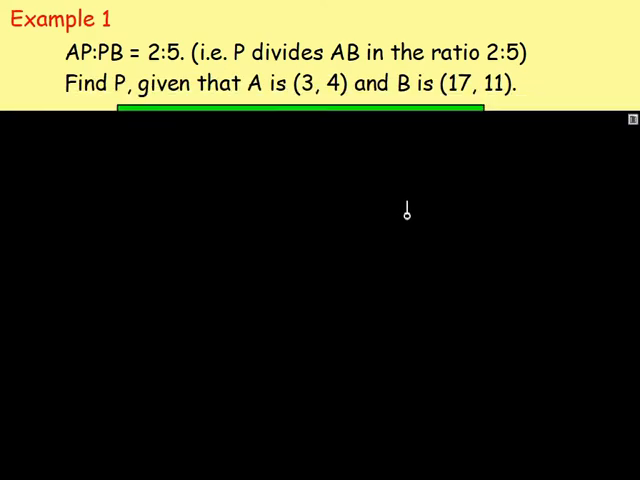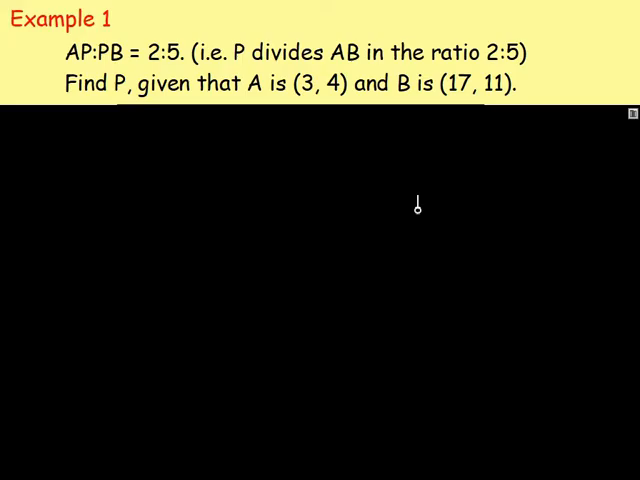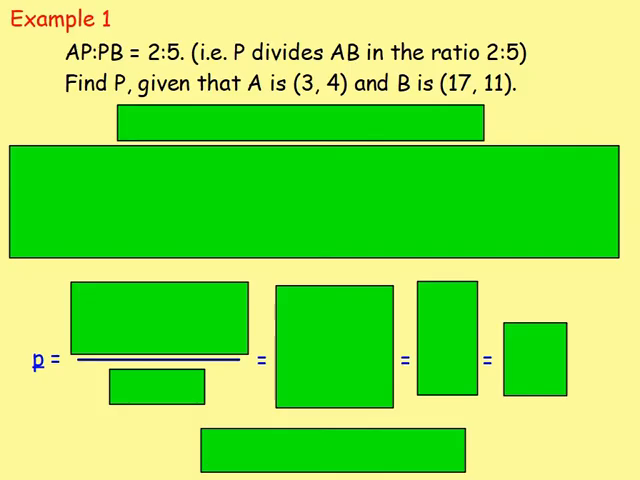Example 1. AP to PB equals 2 to 5, i.e., what that really means is that P divides AB in the ratio 2 to 5. Find P given that A is (3, 4) and B is (17, 11).